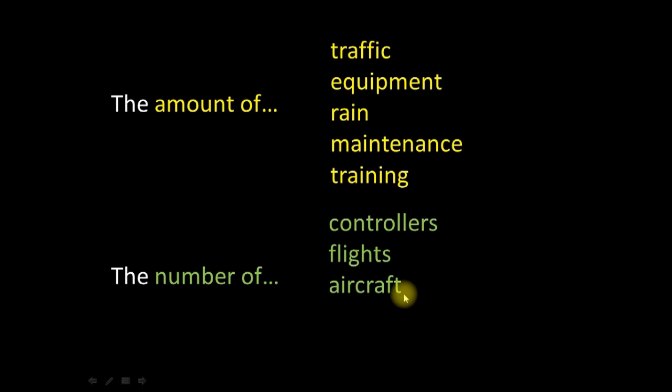Also, this applies for aircraft. Remember that aircraft is a countable noun, and the plural just doesn't have an S. So 1 aircraft, 2 aircraft, 3 aircraft. So it's still countable and plural, so we say number of aircraft. The same is true for accidents and airlines as well.